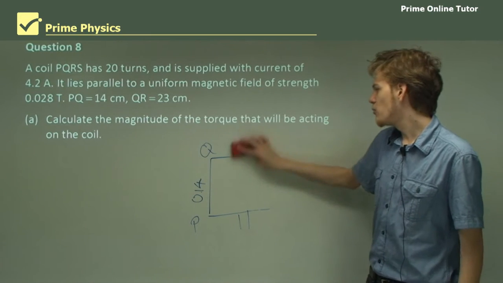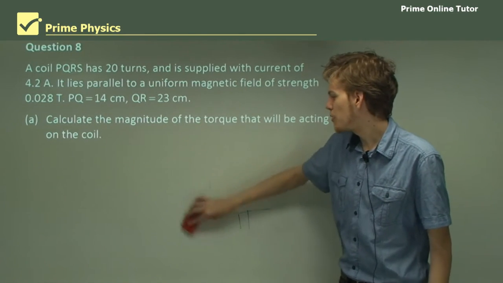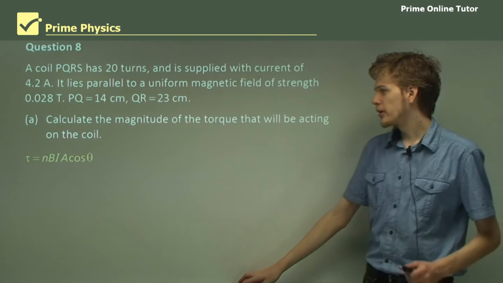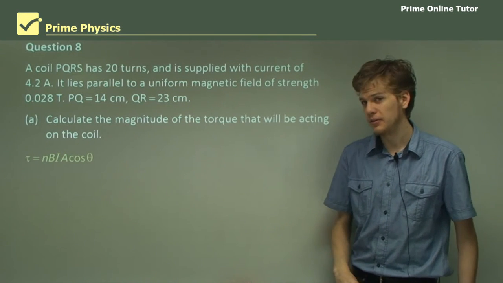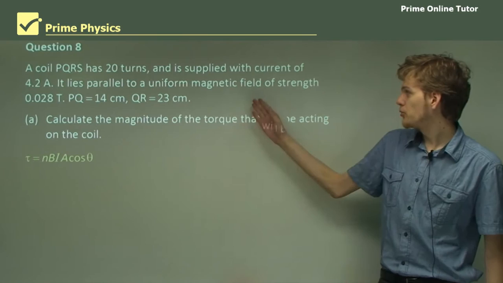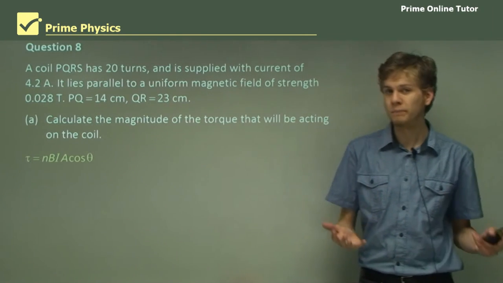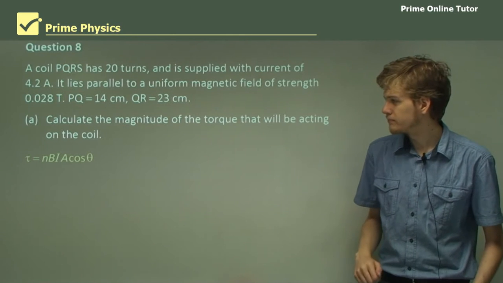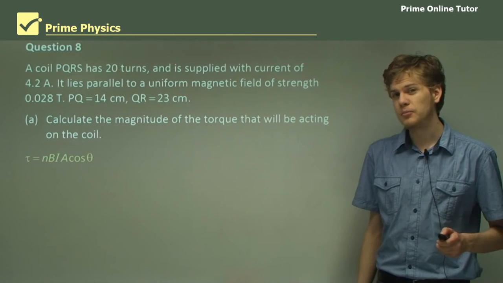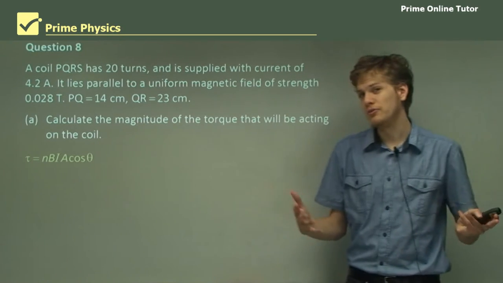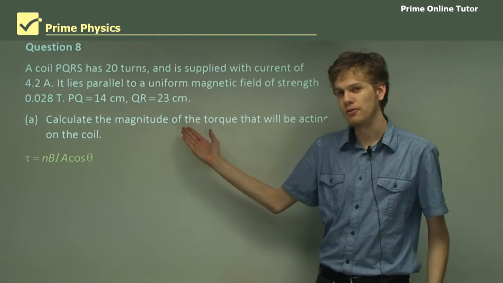I hope by now you can remember the equation that tells us how much torque acts on a coil: torque equals NBIA cosine theta. We're parallel to a magnetic field, so theta is 0 and cosine theta is just 1. It doesn't affect the equation. We can substitute in the other numbers though. For area, we'll have to substitute in the formula for area, right? Length times breadth.